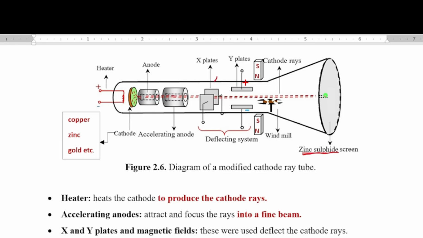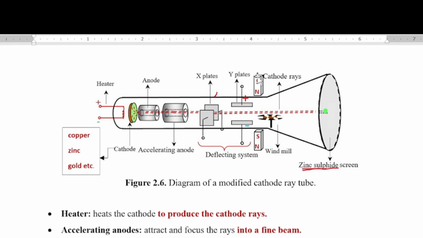Now, what did Thomson do? Thomson used this spot to monitor the effects of these electrical plates and the magnetic field on the cathode rays that are coming in that direction. So let's see the findings of Thomson when he used the electrical plates.